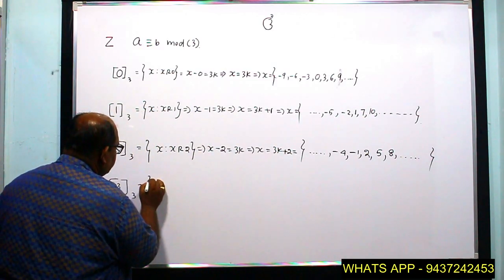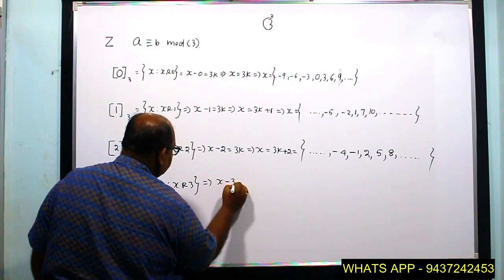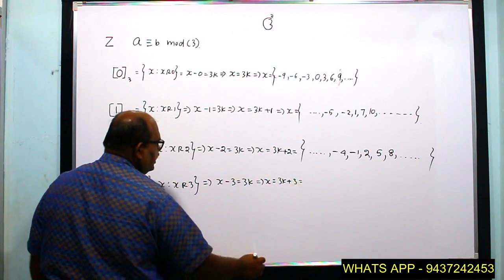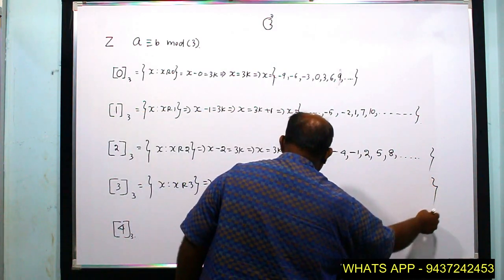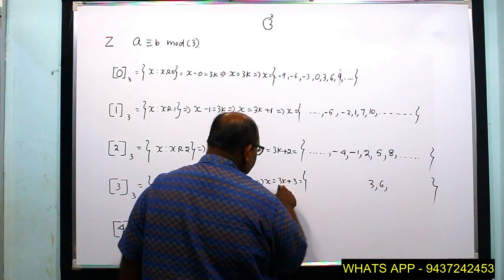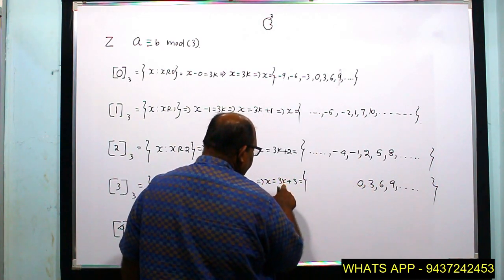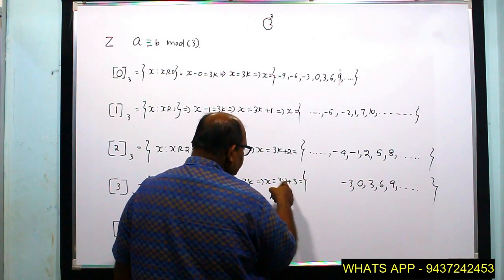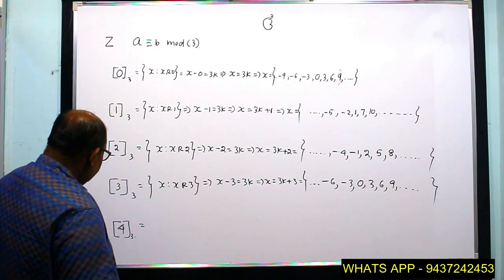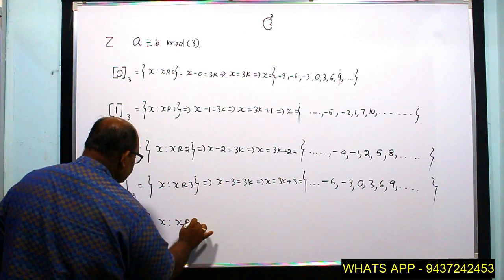Now come to the equivalence class of 3. x such that x is related to 3. This implies x minus 3 is equal to 3k. This implies x is equal to 3k plus 3. What is the equivalence class coming? Putting k is equal to 0 I am getting 3, putting k is equal to 1 I am getting 6, putting k is equal to 2 I am getting 9, and so on. Putting k is equal to -1 I am getting 0, putting k is equal to -2 I am getting -3, putting k is equal to -3 I am getting -6. Similarly we can get a lot of other elements. Similarly the equivalence class of 4 is equal to x such that x is related to 4.